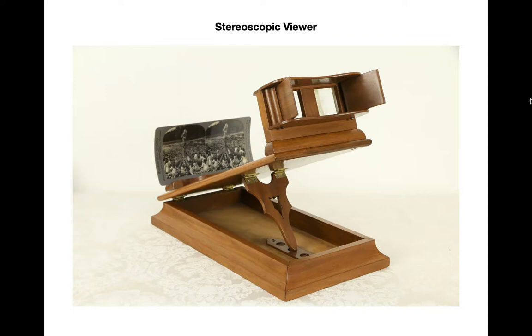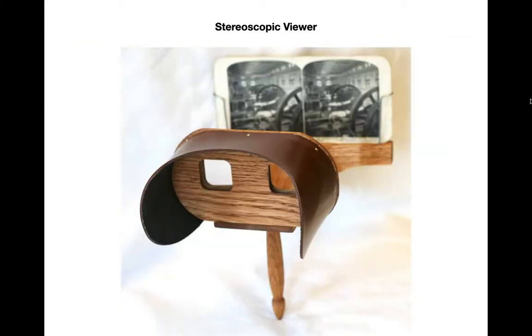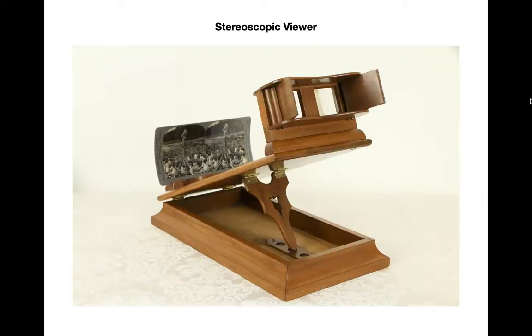stereoscopic viewers. The book mentioned it in last week's reading, but this was a cheap way for people to consume photography. These were very, very popular, and you can see the machine used to view these photographs was fairly simple. Here's another viewer, even simpler one. This is one that could be held in your hands instead of a tabletop like this one.